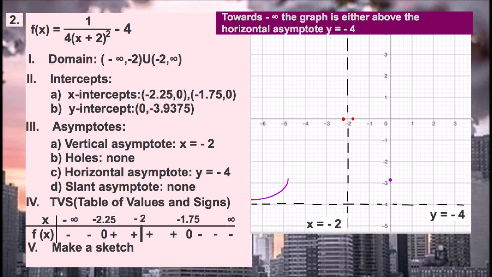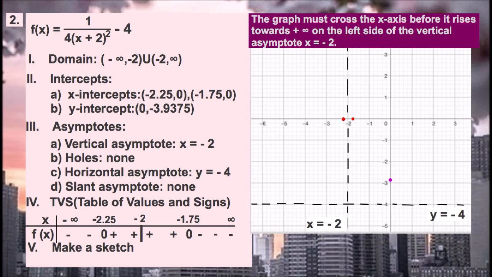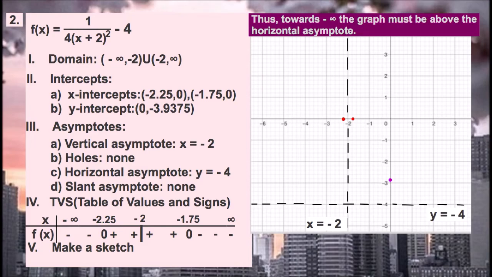Towards negative infinity, the graph is either above the horizontal asymptote y equals negative 4 or below. The graph must cross the x-axis before it rises towards positive infinity on the left side of the vertical asymptote x equals negative 2. Thus, towards negative infinity, the graph must be above the horizontal asymptote.